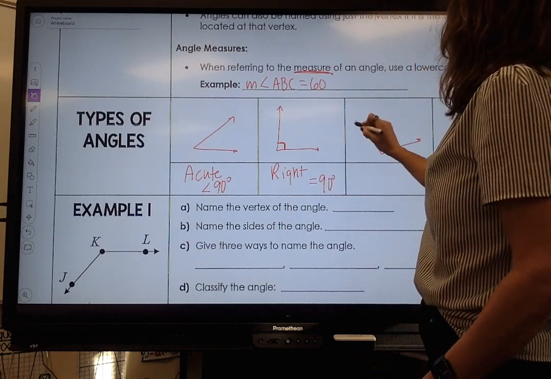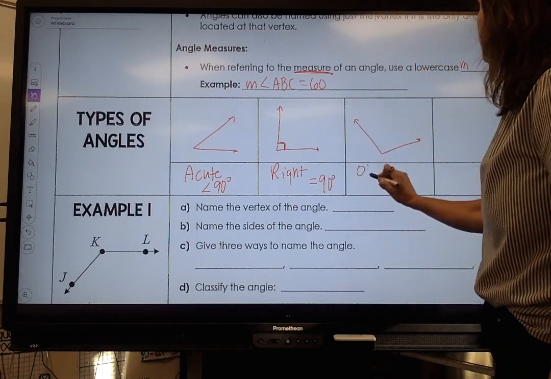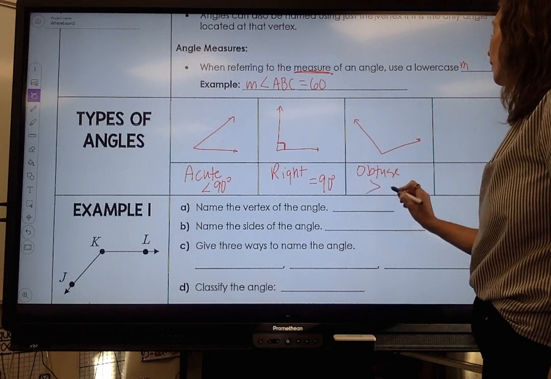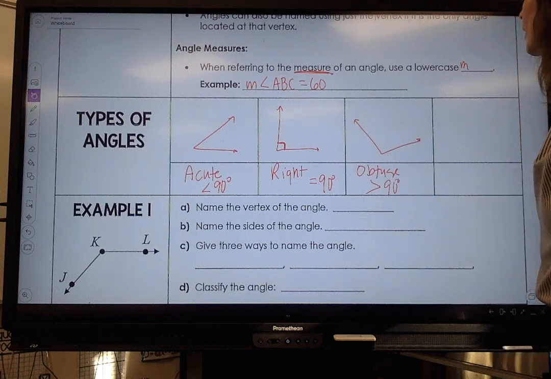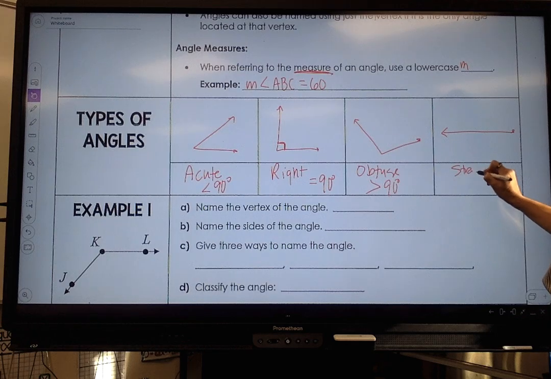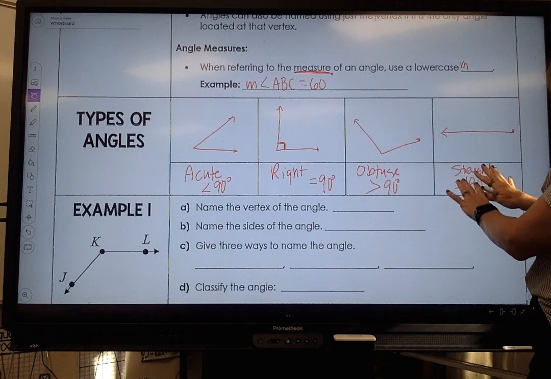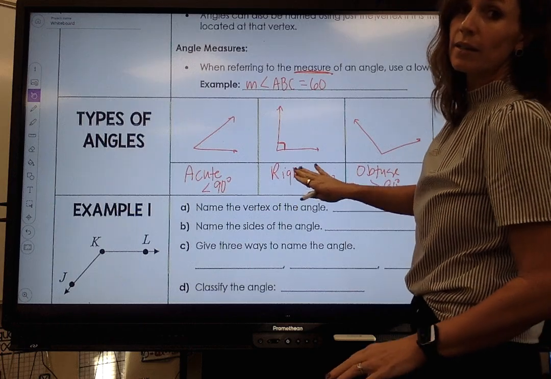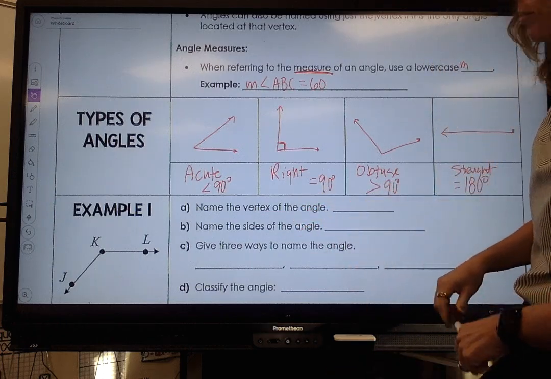We have an obtuse angle, and that is greater than 90 degrees. And we also have a straight angle, and that is equal to 180 degrees. Two angles that add up to 180 are supplementary. Two angles that add up to 90 are complementary, which I'm sure you've heard about before.